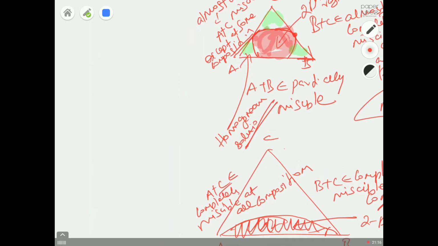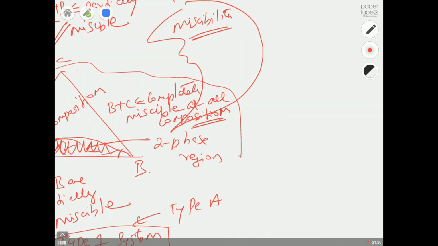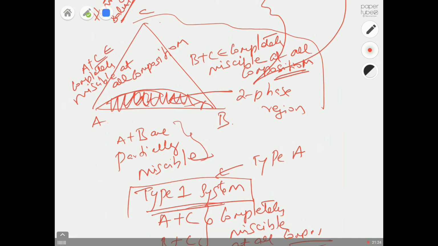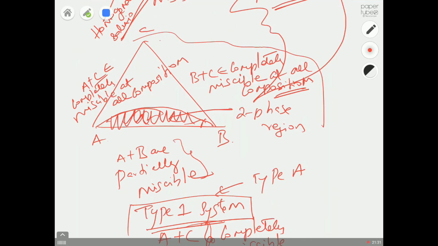And then if you go back here, I said this type of system as a type 1 system. So A plus B are partially miscible, and A plus C are completely miscible. B plus C is completely miscible. So we call them a type 1 system. This particular image which you are seeing here is a type 1 system. We have something called type 2. We will come back to that later. I will show you how the type 2 system looks, and how the temperature can change the liquid equilibrium from type 2 to type 1 system. Those things we will learn in the next lecture.